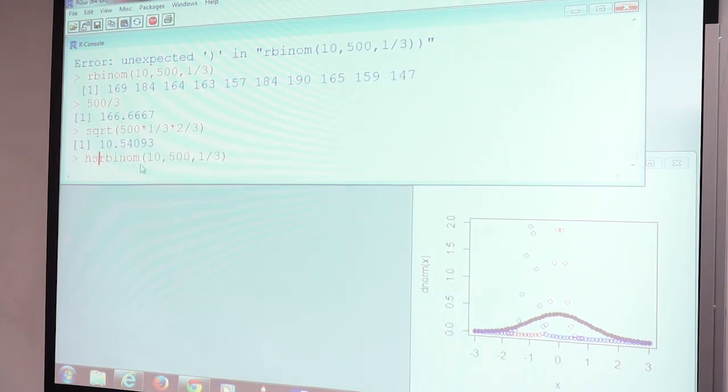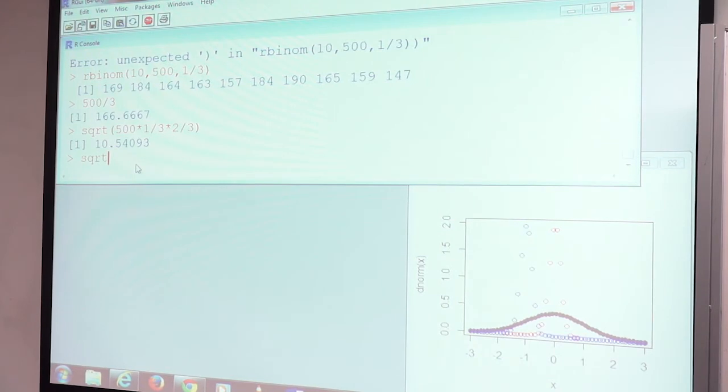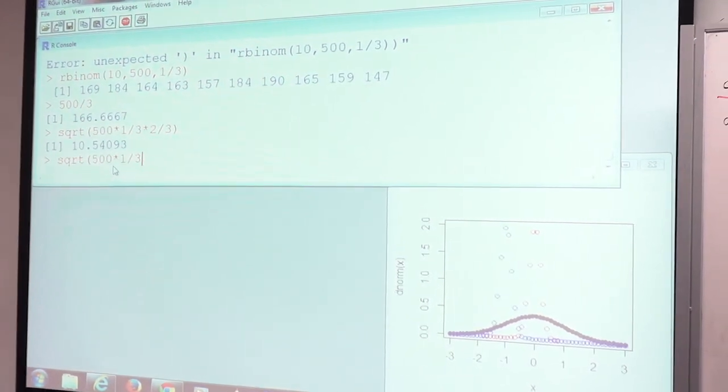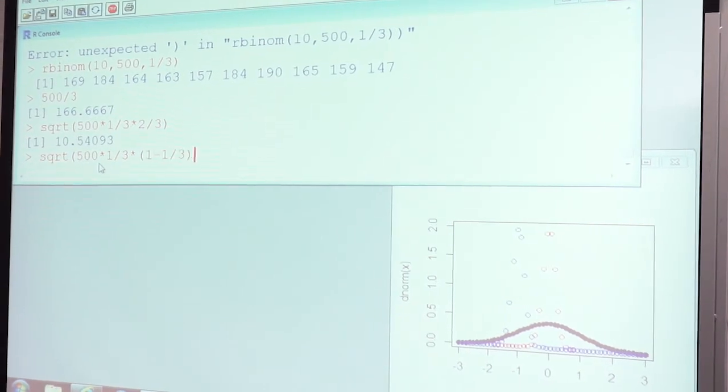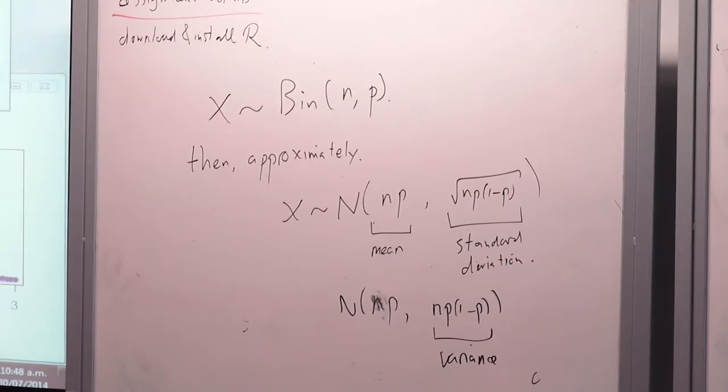Where do you get the 2/3? 1 minus 1/3. Yeah, this 1 minus 1/3 is 2/3, which is this bit in the formula here. Which comes out to be the same. Okay?